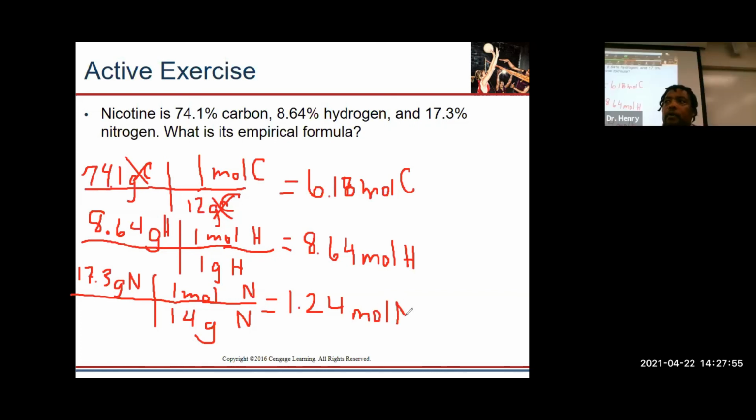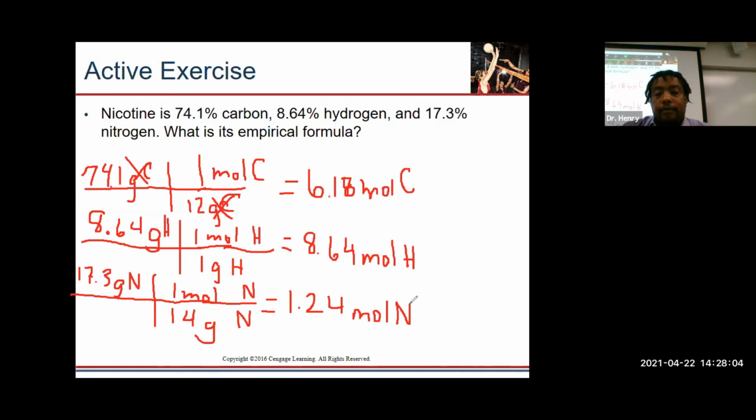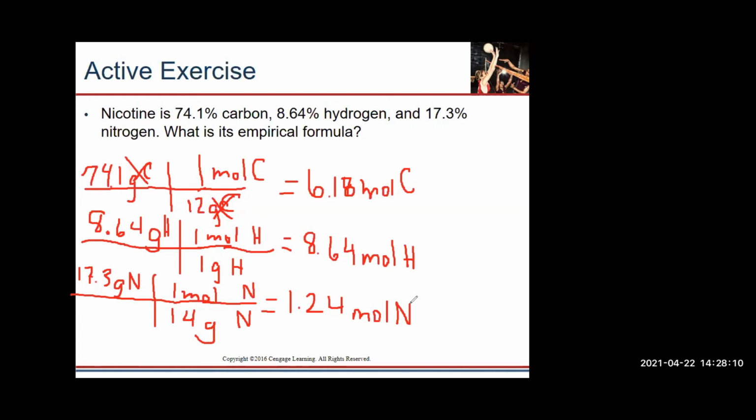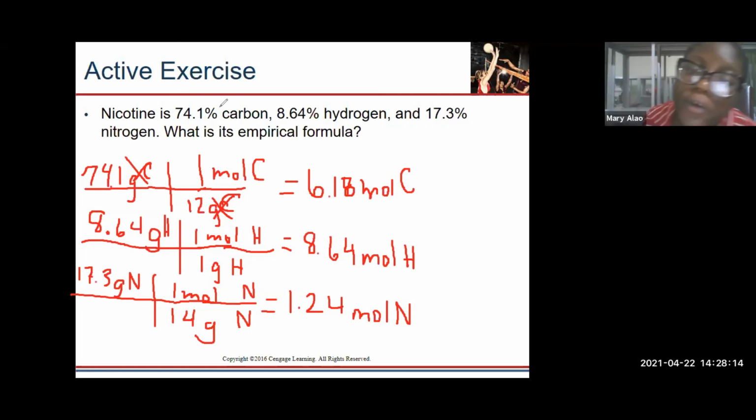So in my last example, what did I do? I converted, and then I divided by the lowest number of moles. That's correct. So what is the lowest number of moles? 1.24. Okay, so we want to divide everything by 1.24.